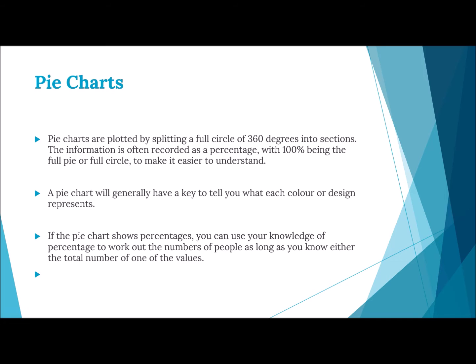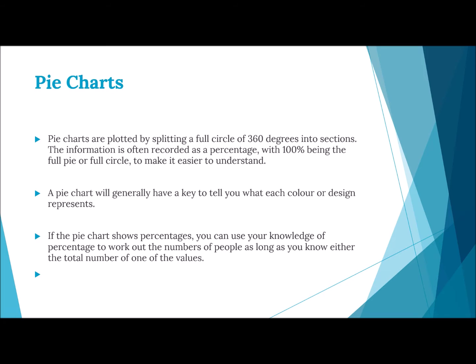Take a look at pie charts now. So pie charts are plotted by splitting a full circle of 360 degrees into sections. Often you'll find the information is recorded as a percentage, with 100% being the full pie or the full circle, and that obviously makes it easier for us to understand. A pie chart will generally have a key to tell you what colour or design each section represents.